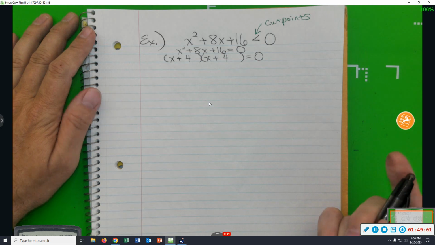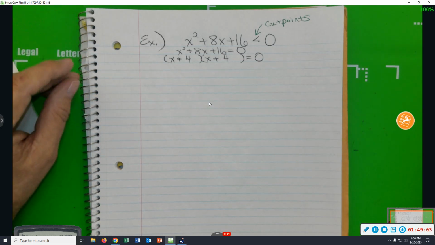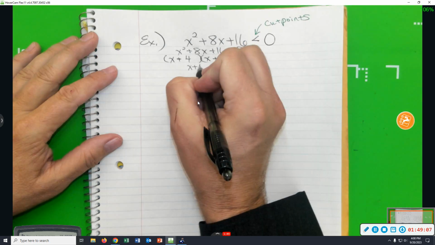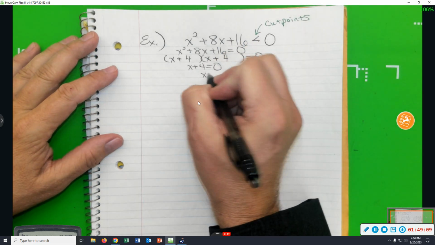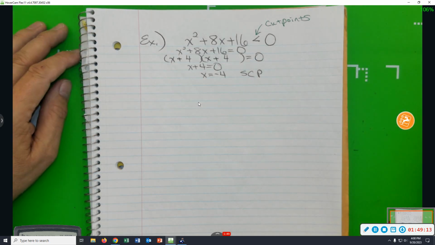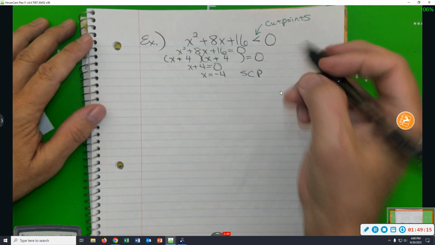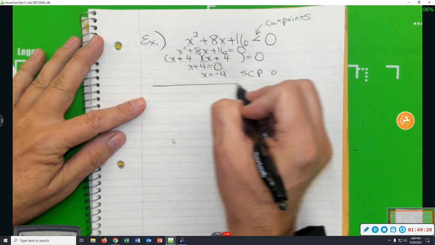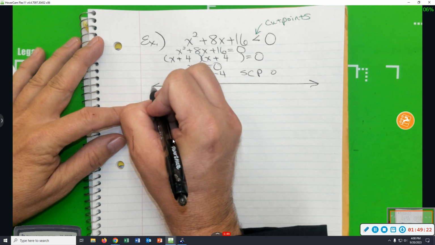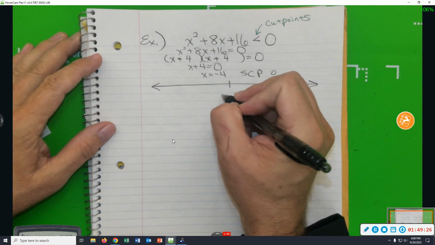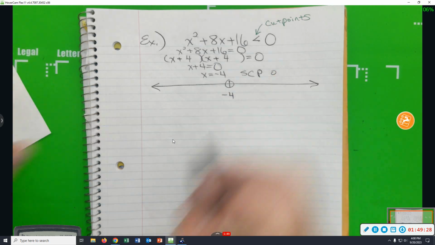How many cut points are we going to have here? Are we going to have 2? No, just 1. Set x plus 4 equal to 0, and we get only 1 cut point, negative 4. Open or closed? Open. There. Draw. I don't guess I needed such a long line because I only have one number to label. Negative 4.